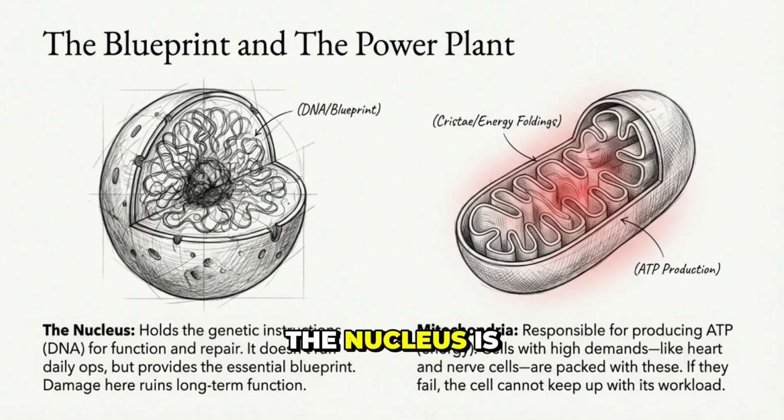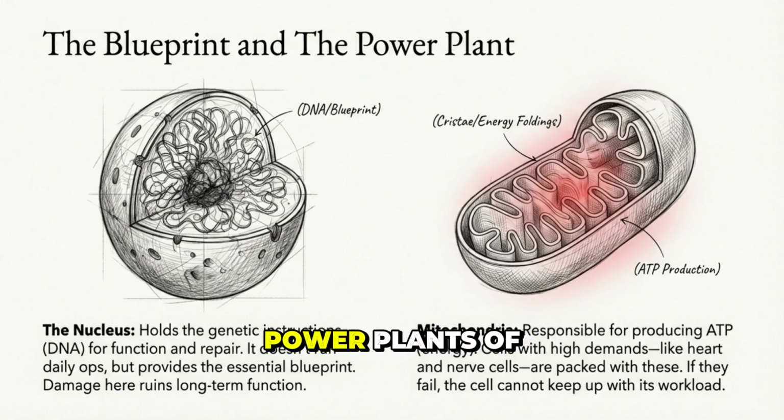The nucleus is the control center of the cell. It holds the genetic instructions that tell the cell how to function and when to repair itself. The nucleus doesn't run day-to-day operations, but it provides the blueprint that everything else depends on. If the nucleus is damaged, the cell loses its ability to maintain long-term function.